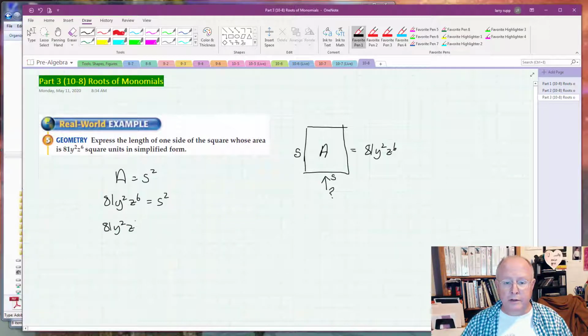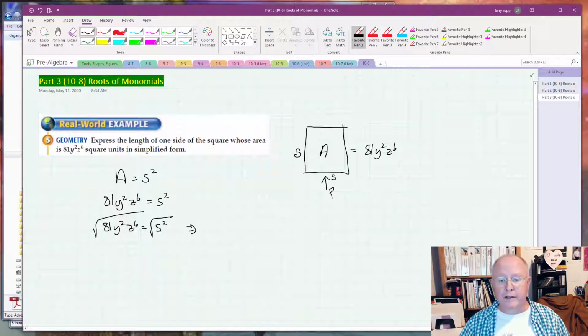81y squared z to the 6th equals s squared, so we take the square root. Working on the right side, this would be s times s, so that just means s. The side length s is just our variable. This is the part we want to worry about: 81 y squared z to the 6th.